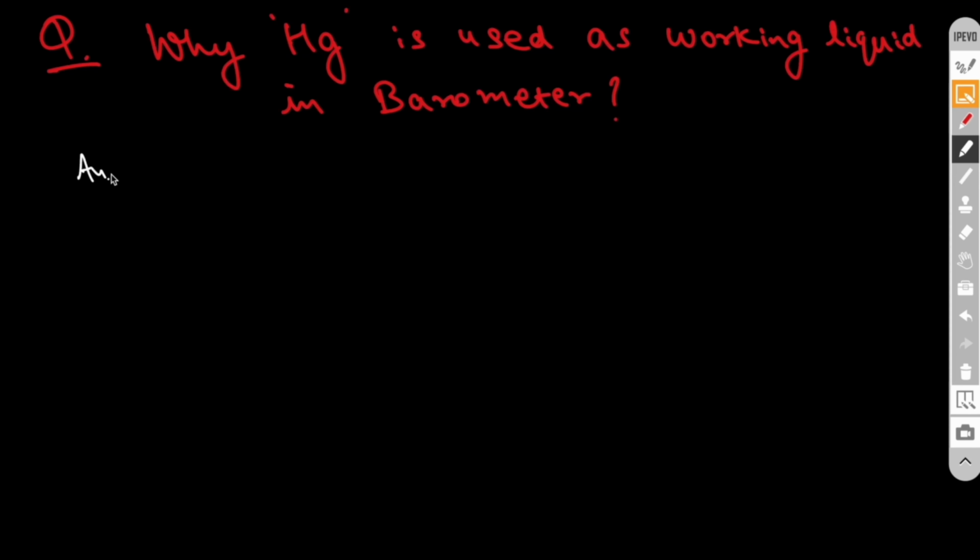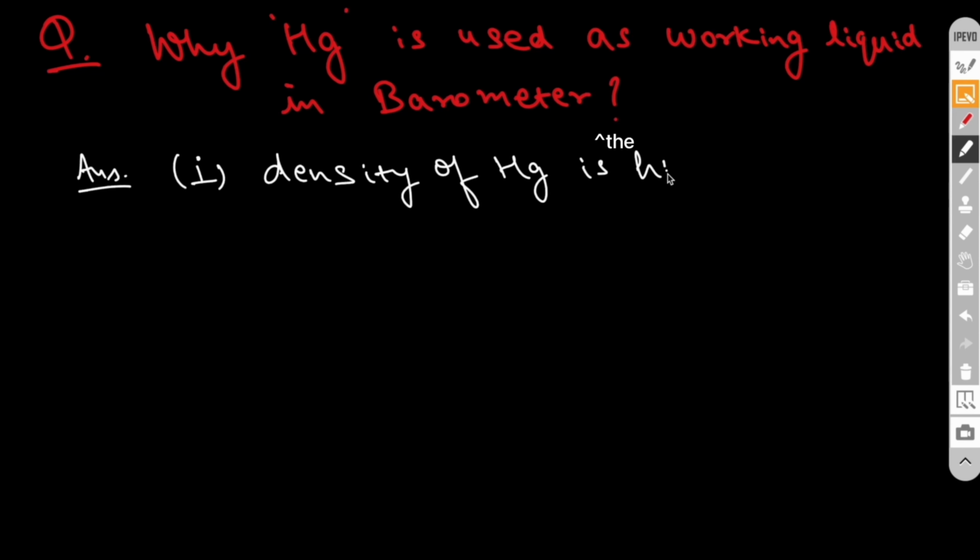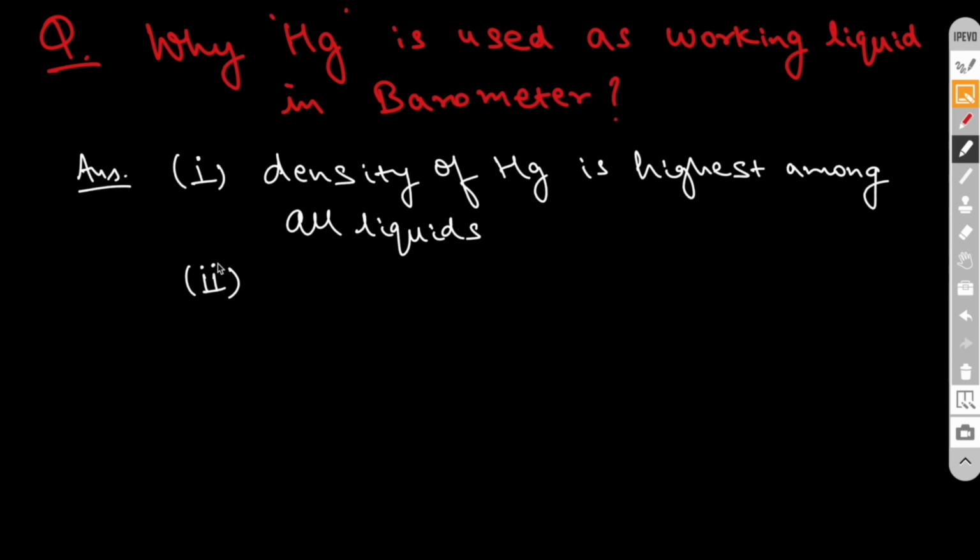Now moving further, here's a very important question which can be asked as objective type in JEE Main. So why mercury is used as working liquid in barometer? So there are two reasons. The first one is density of mercury is the highest among all liquids. That's why it's used. The second point is Hg.